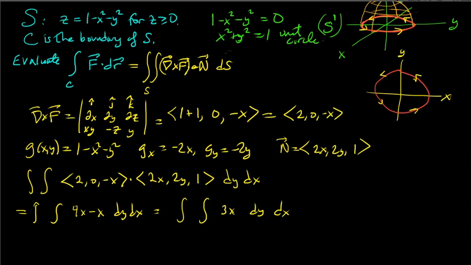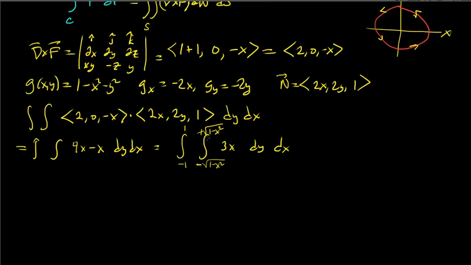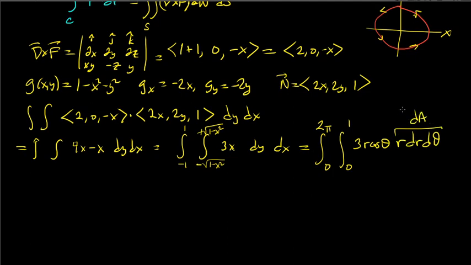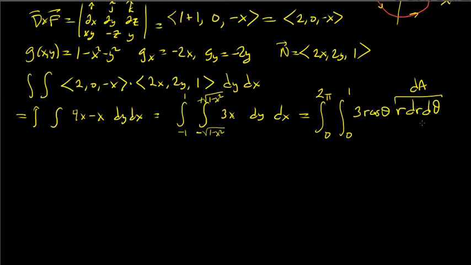The region R is just the unit disk. So we're going from negative square root of 1 minus x squared to positive square root of 1 minus x squared, and x just goes from negative 1 to 1. But this does not look pleasant, so why don't we switch to polar coordinates? Theta goes from 0 to 2 pi, because we're going all the way around the circle, and r goes from 0 to 1. So 3 times x is r cosine theta, and dy dx is r dr d theta. Don't forget the r. This is our dA in polar coordinates. A lot of people forget the r, so you have to be careful of that.